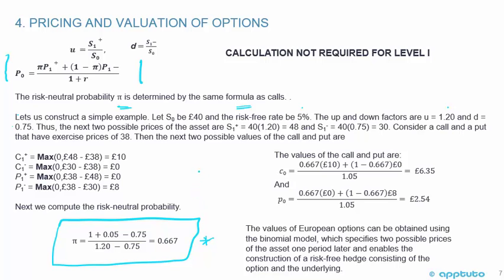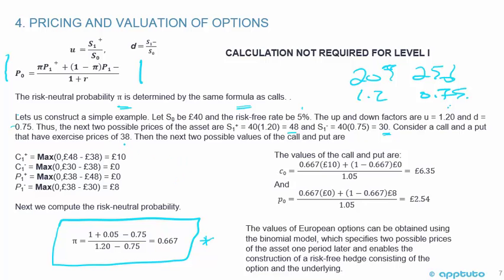So now we're going to look at a simple example where the stock price at time zero is 40 pounds. The risk-free rate is 5%, the up factor is 1.2, and the down factor is 0.75. So that means the stock can go up by 20% or it can go down by 25%. So the up is 1.2 and the down is 0.75, okay? Therefore, S plus at period 1 is going to be 40 times 1.2, which is 48 pounds. And the price of the stock, if it's S minus, is going to be 40 times 0.75, which is 30 pounds. So now we're going to look at the call and a put.